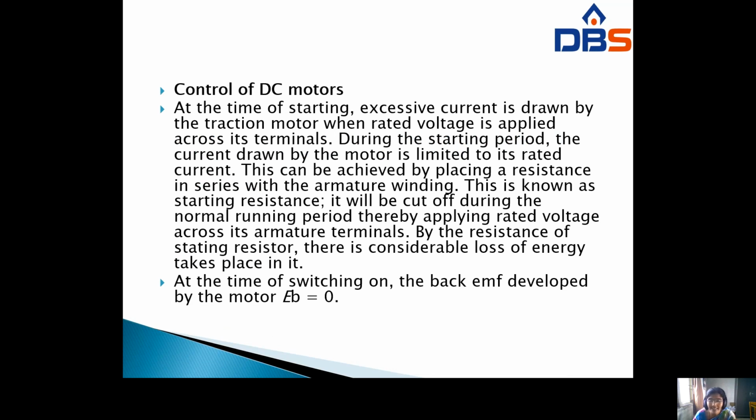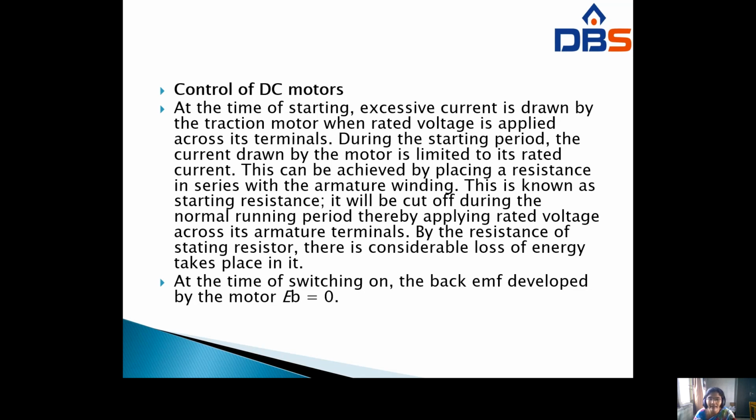First, you can control the DC motors. How can you control the DC motors? Now we will discuss. Control of DC motors. At the time of starting, excessive current is drawn by the traction motor when the motor rated voltage is applied across its terminals. Whenever you switch on the motor, that means you apply the terminal voltage, at that time excessive current will be drawn by the traction motor.